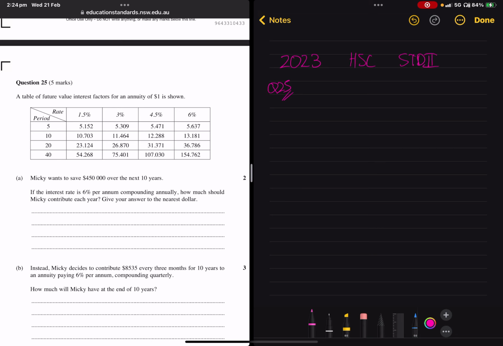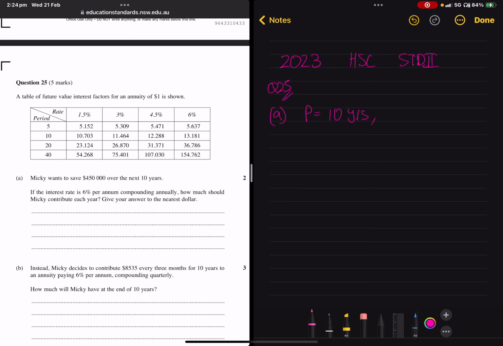Mickey wants to save $450,000 over the next 10 years. If the interest rate is 6% per annum compound annually, how much should Mickey contribute each year? Give your answer to the nearest dollar. So he wants to save with a period of 10 years. So for part A, the period is going to be 10 years.